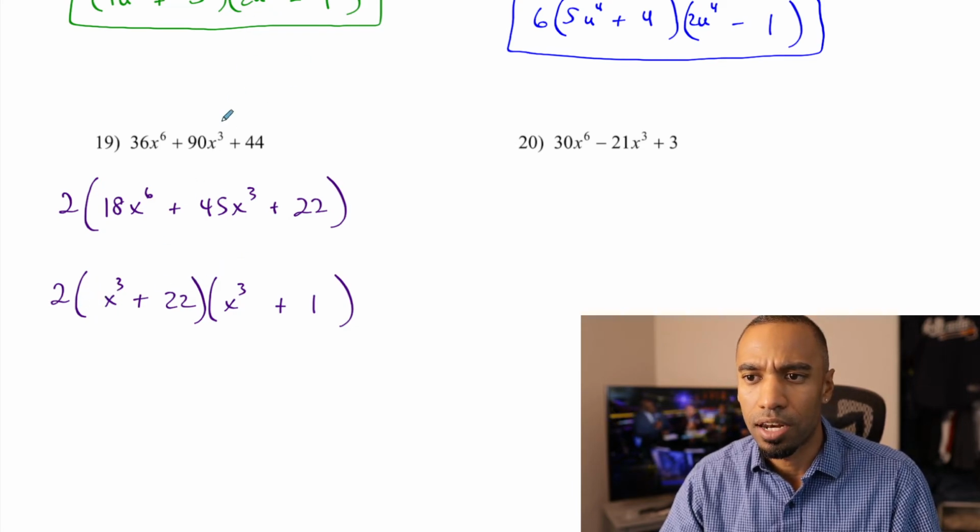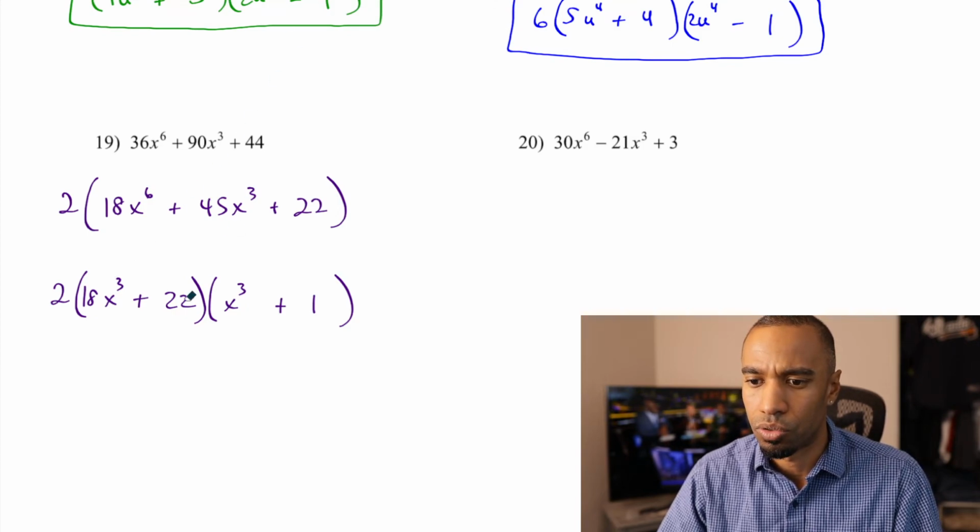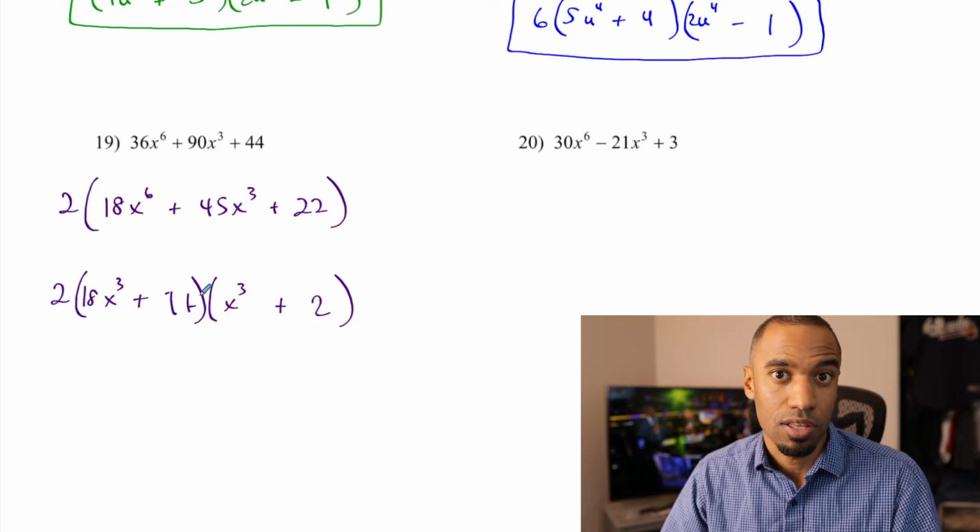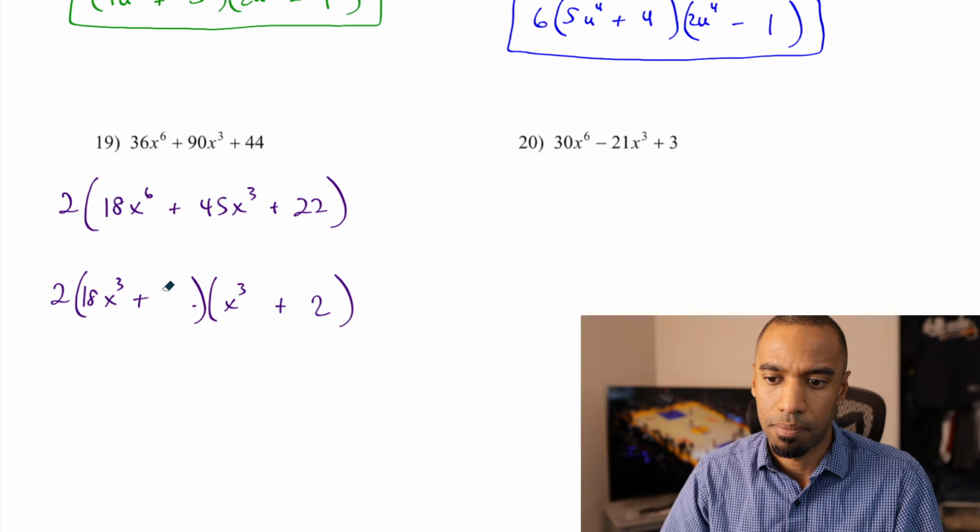Oh, sorry. I didn't try 11 and 2. Let's try that. 2 and 11. That's 36 plus 11. Actually, that was close. That's 47, but that's also not it. Okay, so that doesn't work out.